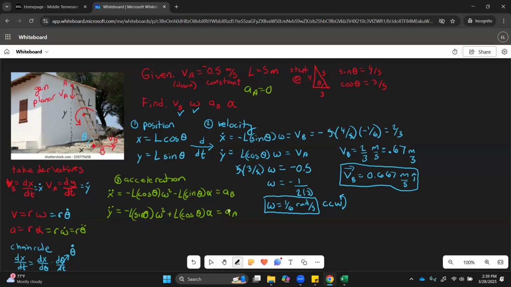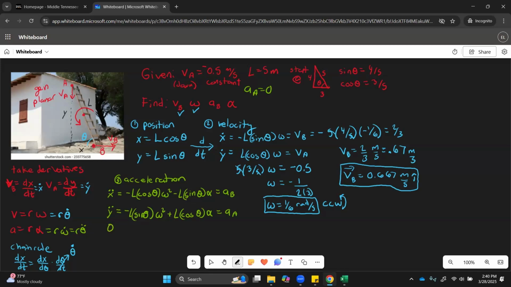So we will do the same procedure as before, where we take the y equation and solve for the unknown, which in this case is alpha, because we've already solved for omega. And so then we'll take that and plug it into the x double dot equation and solve for AB. All right, so we know that this has to equal 0 because acceleration of A is 0.